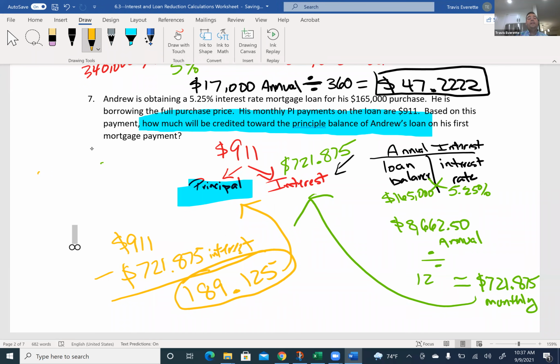So what we're saying here is when Andrew makes that payment, even though the payment is $911, Andrew's only going to be paying off, as far as his loan balance goes, $189 and about 12 or 13 cents. That's it. That's all it's going to be paid off from that $911 because the rest of that was eaten up by interest.